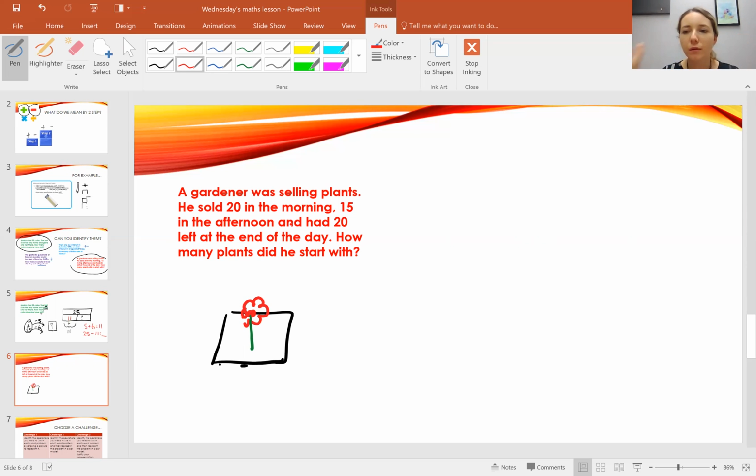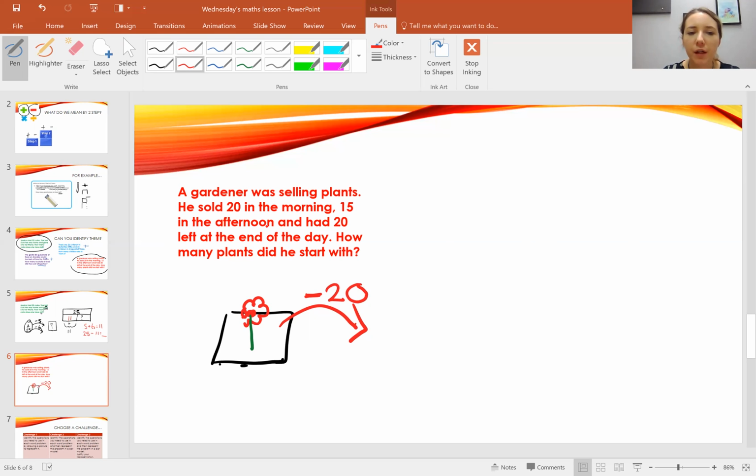So if he sold 20, is he getting more or is an amount being taken away? Well done, an amount is being taken away. So I'm going to draw an arrow and write 20. And if I know it's being taken away, I'll put subtract there to help me remember.